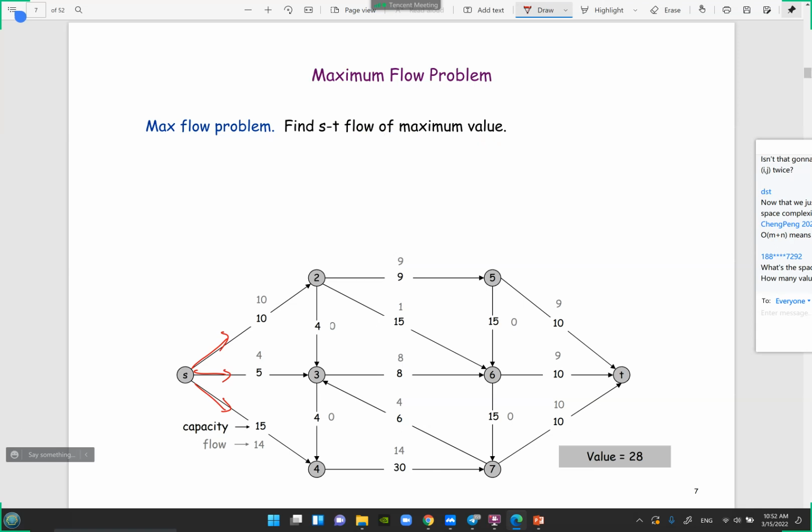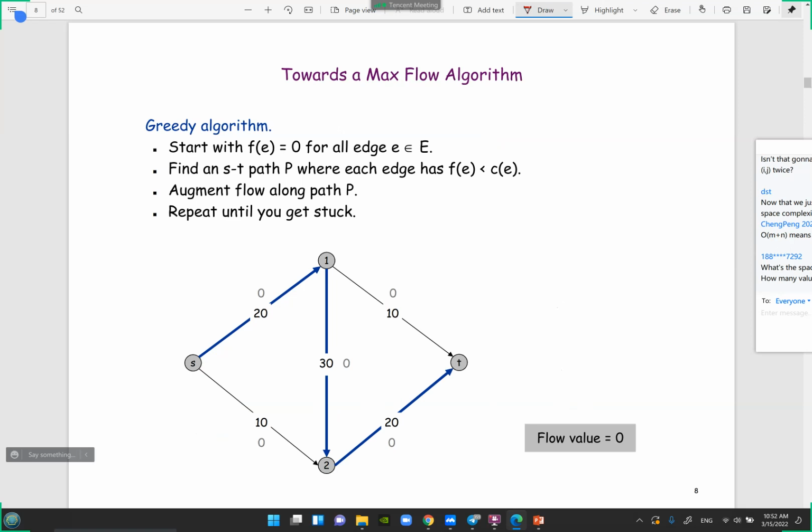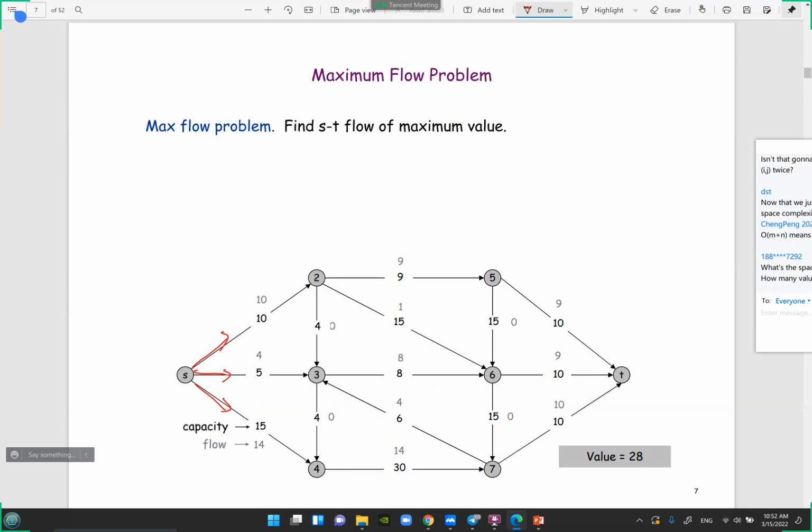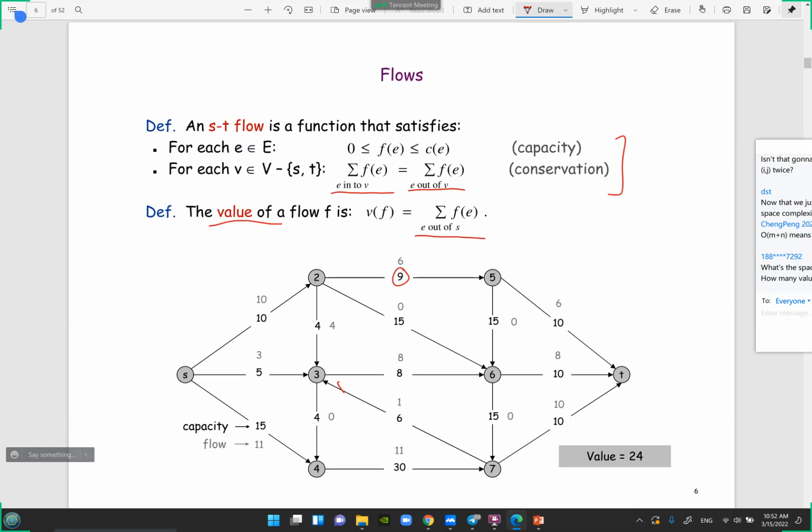In this case, we found a different flow, and the value of this flow is going to be 10 plus 4 plus 14, which is 28. So this is a larger flow than the previous flow, and it turns out that for this graph, this 28 is actually the maximum flow. You can send at most 28 units of flow from S to T if you want to satisfy all of these capacity and conservation constraints.